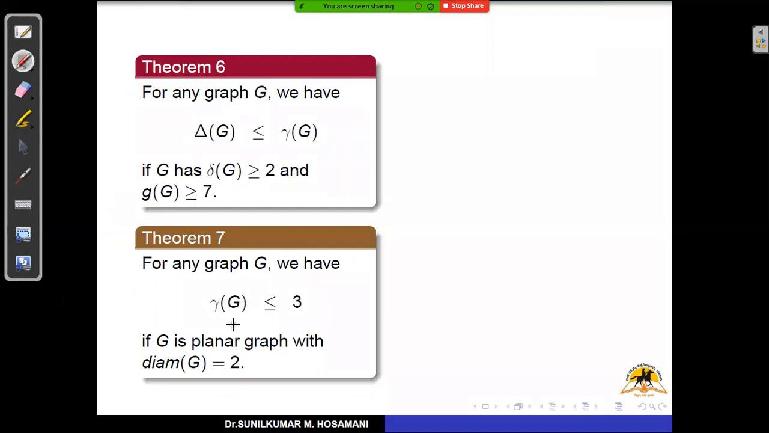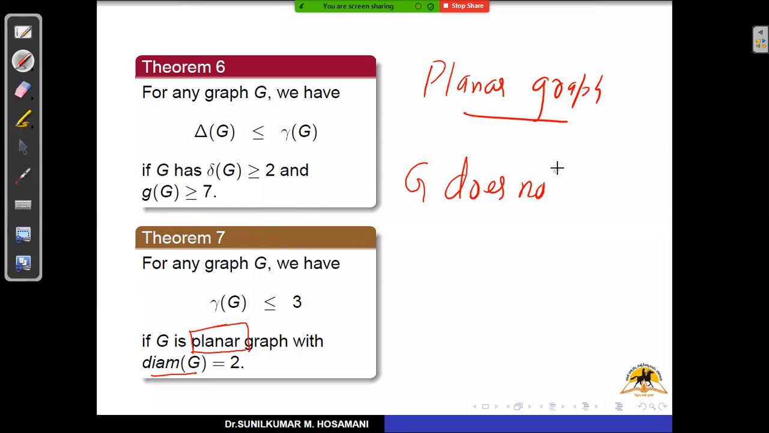The domination number of a graph is less than or equal to 3 if G is a planar graph and the diameter of that graph is 2. You can see that there are two graph theoretical parameters. So the first one is planar and the second one is diameter. Okay. So first look at the definition of a planar graph. A graph is said to be a planar graph if G does not contain K5 or K33 as a subgraph. Okay.